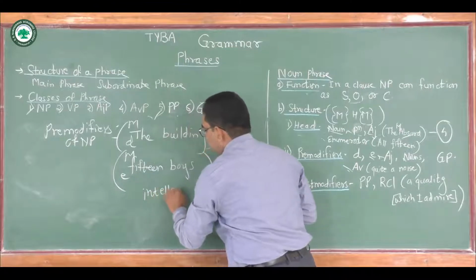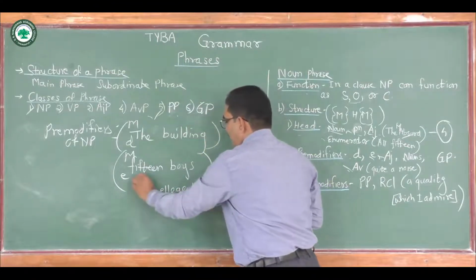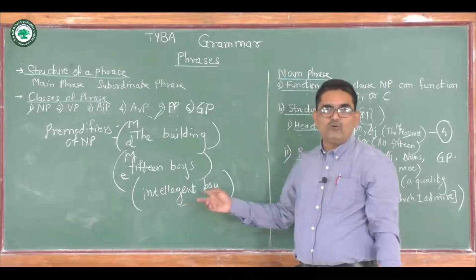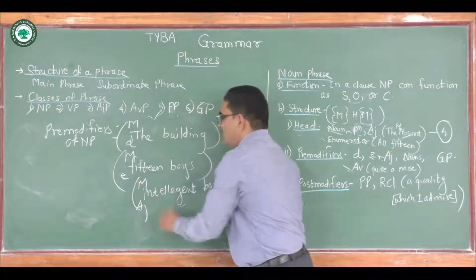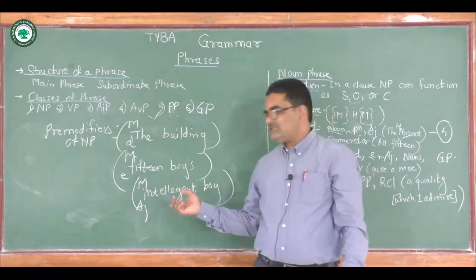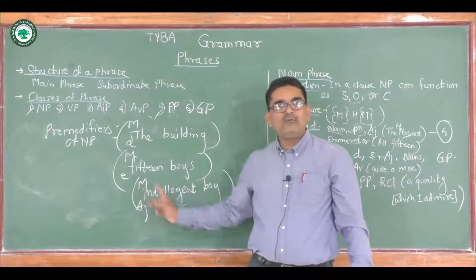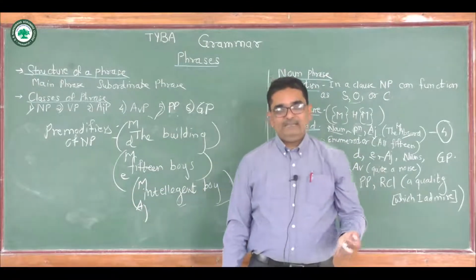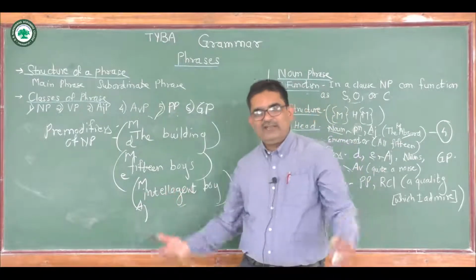Intelligent boy. Intelligent is what? Quality. What is it? It is adjective. What does it function as? Modifier. So it functions as modifier. Intelligent boy. Clever boy, intelligent boy, beautiful girl. So we can give n number of examples.